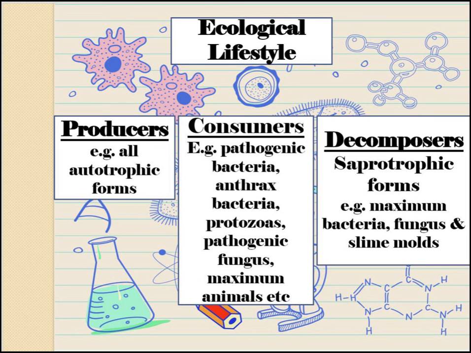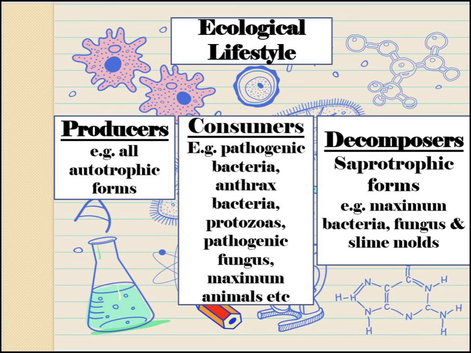So now the ecological lifestyle, which is our fourth criterion for classifying an organism. Regarding that, we can categorize the living organisms into three types, that is the producers, the consumers, and the decomposers. Producers mean all the autotrophic forms, we have already known that. Consumers, pathogenic bacteria, you can already see on our screen that we have given the examples, and we have to know only the examples because we don't need all the definitions, because UPSC or WBCS doesn't want you to give any kind of scientific definition in your examination.